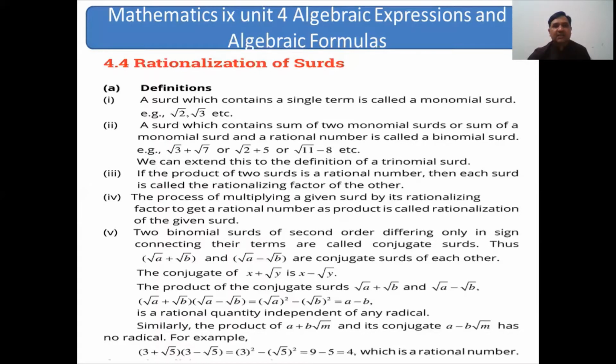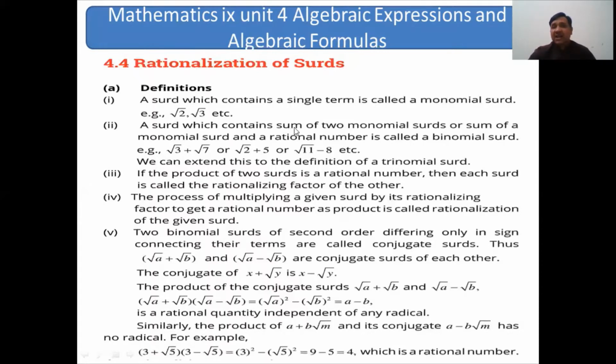If we write 2 square root of 2, the surd contains a rational part and an irrational part, both multiplying with each other. Then that surd is known as a mixed surd. So if we write 2 square root of 2, then 2 is a rational part and square root of 2 is an irrational part. So 2 square root of 2 is a mixed surd.